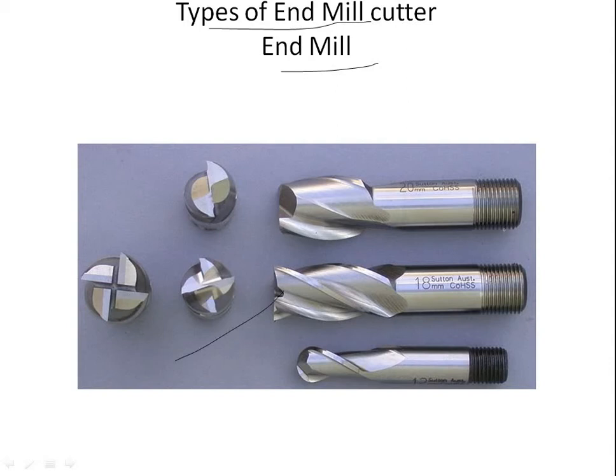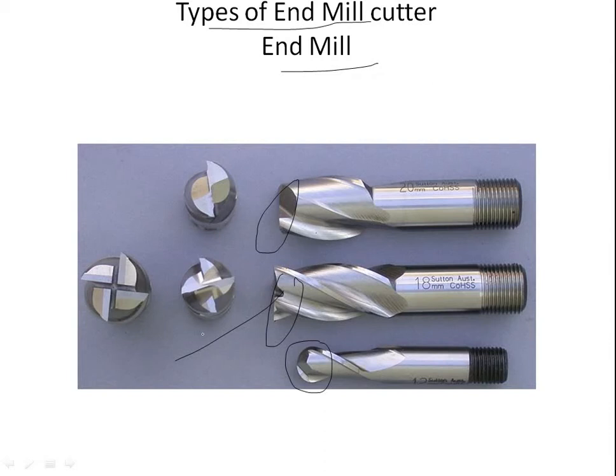End mills are those tools which have cutting teeth at one end. You all can see the cutting teeth at one end. All are having cutting teeth at one end, as well as on the sides. The sides also have cutting teeth. The words end mill are generally used to refer to flat bottom cutters, but also include rounded cutters and reduced cutters.